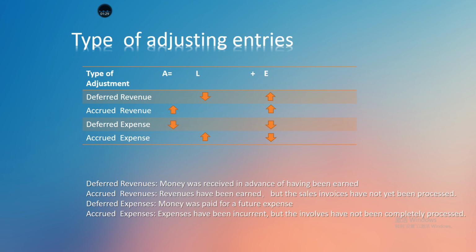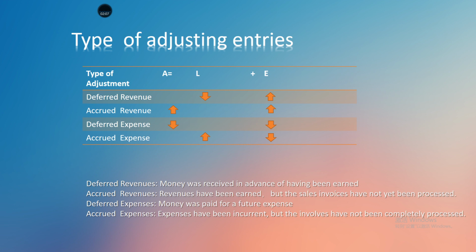There are four types of adjusting entry: deferred revenue, accrued revenue, deferred expense, and accrued expense. They are described as money was received in advance of having been earned, and the revenue has been earned but the sales invoice has not yet been paid. The money was paid for a future expense, and the expense has been incurred but the invoice has not been completely paid. The changes in asset, liability, and equity are shown in the table.